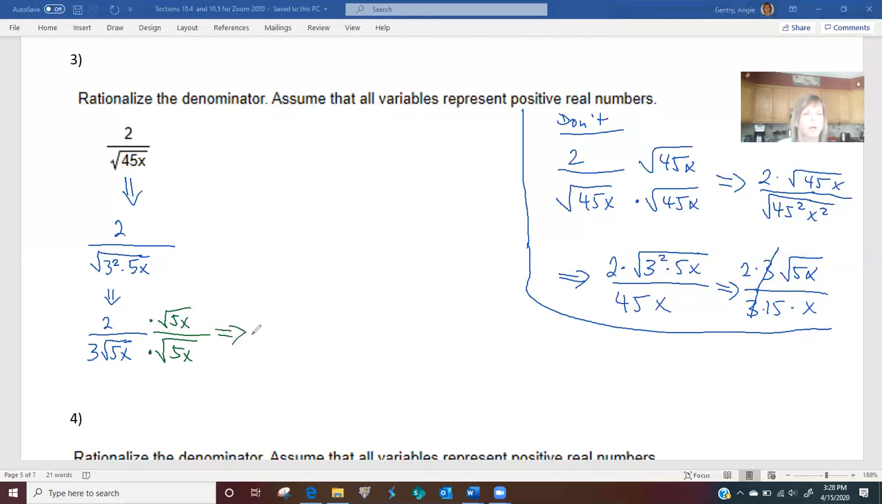So that then I end up with 3 times, and then you have a 5 squared and an x squared, which leads you to 3 times 5 comes out, x comes out. But my numerator is then still 2 square root of 5x. That has to stay under. And then 3 times 5 is 15x.